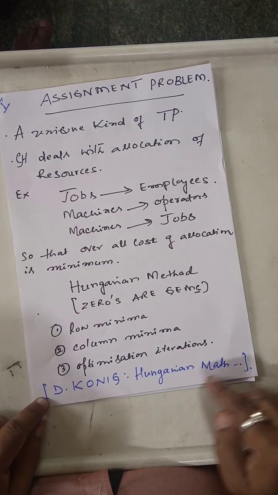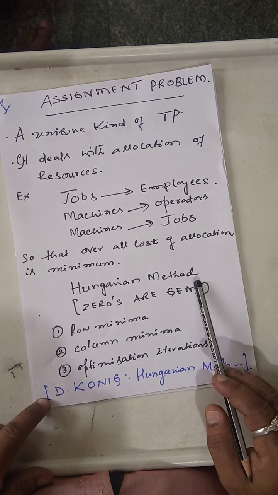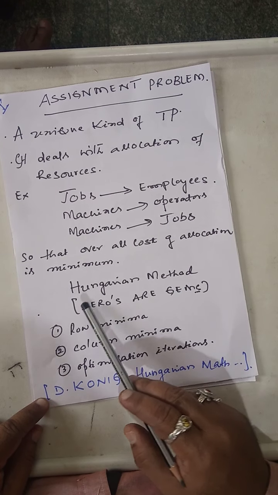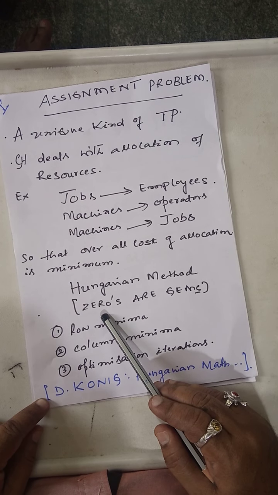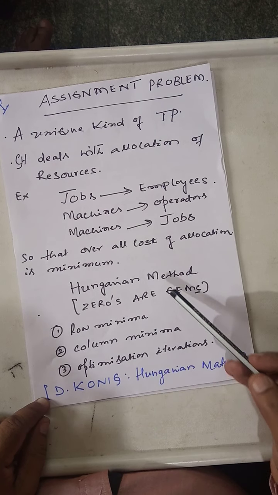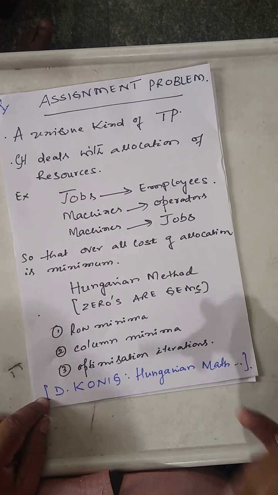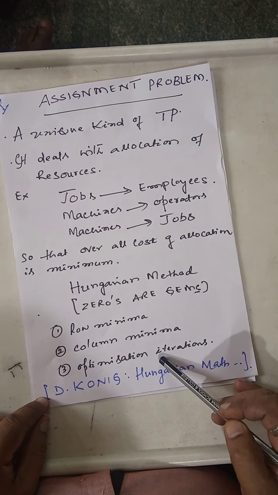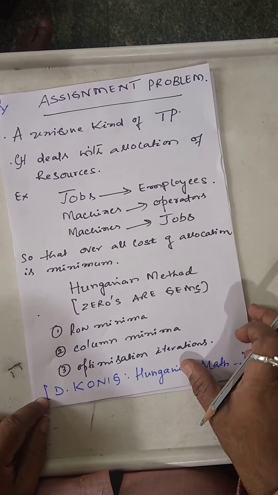D. Koenig, a Hungarian mathematician, developed a method called the Hungarian method of solving assignment problem. And the Hungarian method addresses the concept of what is called zeros or gems. It means we need to have utmost care with regard to the zeros that we are going to derive in the course of the simplification procedure or the iterations during the row minima, the column minima, and the optimization procedures. There are three different steps. One is row minima operation, the column minima operation, and the optimization iterations.